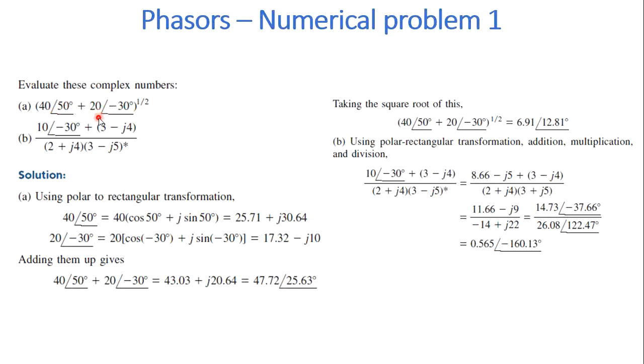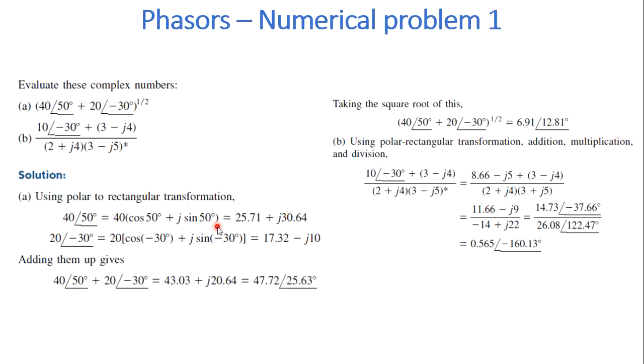So here it is addition. We have already seen the operations on complex numbers. For addition and subtraction, it is better to convert the polar form into rectangular form and then do the operations. So using polar to rectangular transformation, the first complex number 40 angle 50 will be simplified into rectangular form as 40 (cos 50 plus j sin 50).